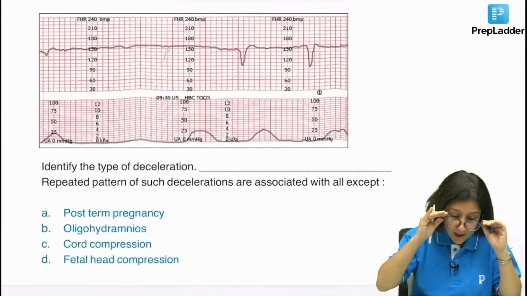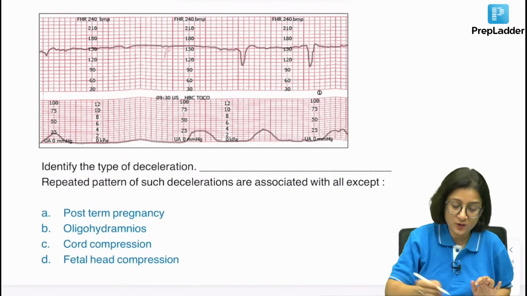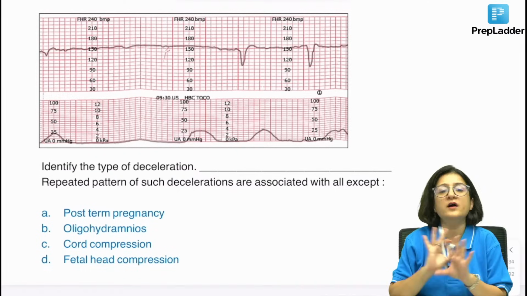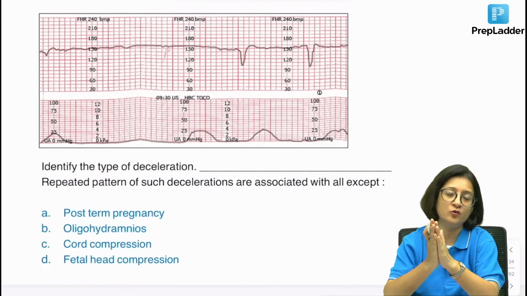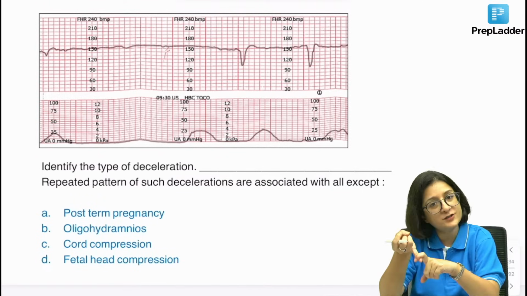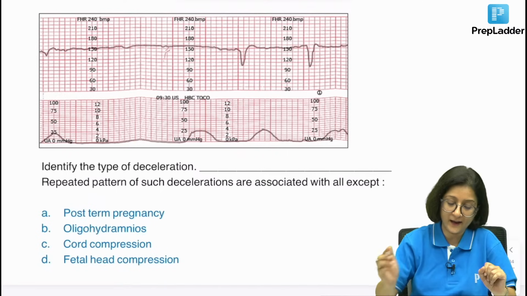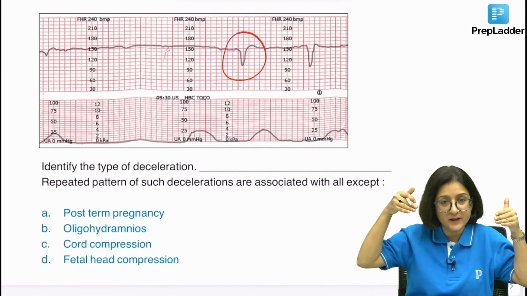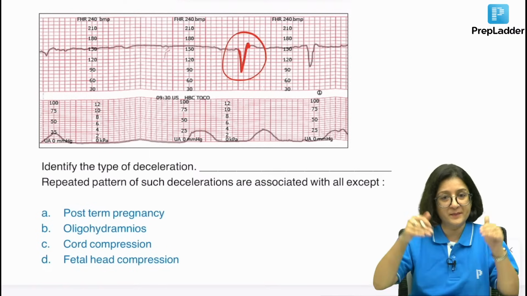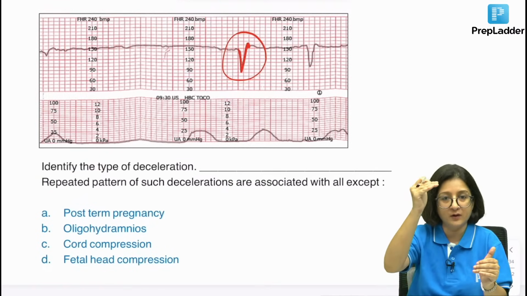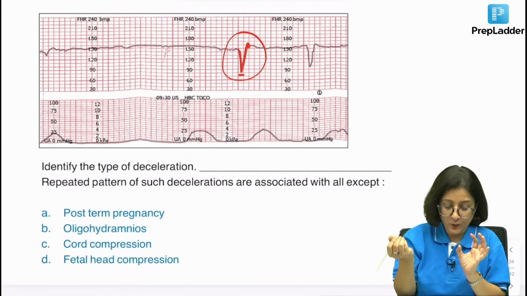Next image. Okay. Now, identify the type of deceleration. Can you see here? The deceleration is not related to contraction in any way. Meaning it could come with contraction, before, or after. It is unrelated to contraction, okay? And you can see that it falls very rapidly. It descends sharply; within 30 seconds the fetal heart rate drops down to its lowest point.